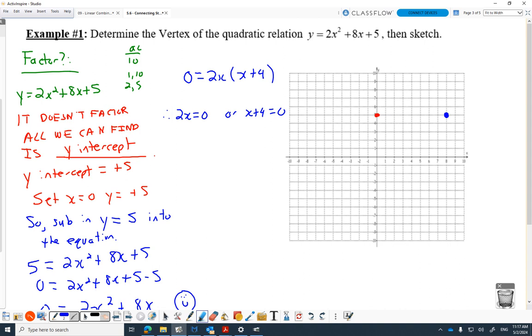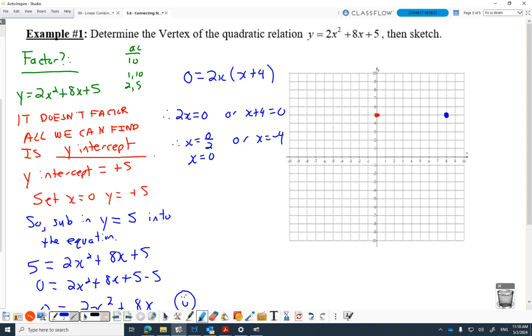Therefore, watch this. This is the aha moment. Therefore, x equals 0 over 2, x equals 0. You should be, when this happens, like, well, duh, I knew about that. I knew I was going to get x equals 0 because that was the y-intercept. Or the other time we can get y value equal to 5 is if x equals negative 4.